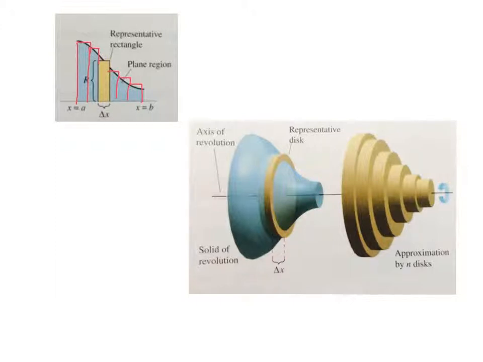Of course, like we did when we were dealing with areas and with Riemann sums, in essence this is a kind of Riemann sum. As delta x gets smaller and smaller, we're going to get a much more accurate approximation. And as that change in x gets really, really small, we're going to end up with a definite integral that we can use to find that volume, and that is going to be known as the disk method.